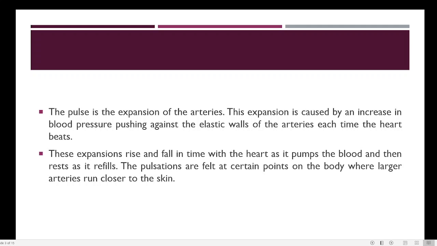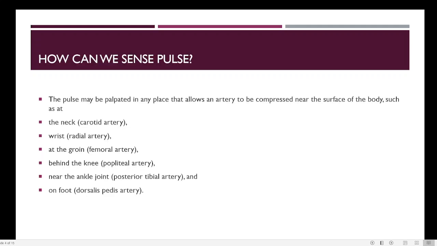So pulse and heartbeat are directly related. The number of pulses will usually equal the number of heartbeats. This expansion, rise and fall happens each time the heart pumps the blood and refills. Here you can see how we can sense it at certain areas of your body: the neck, the wrist, the groin, behind your knee where there is an artery known as the popliteal artery, and near the ankle joint on the foot.